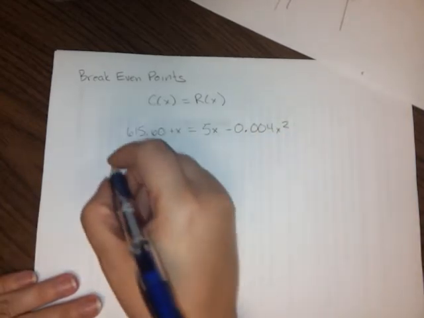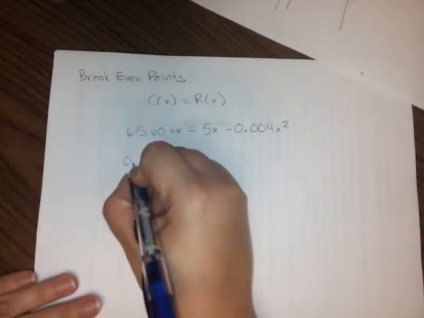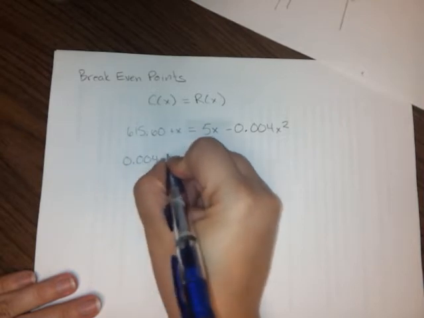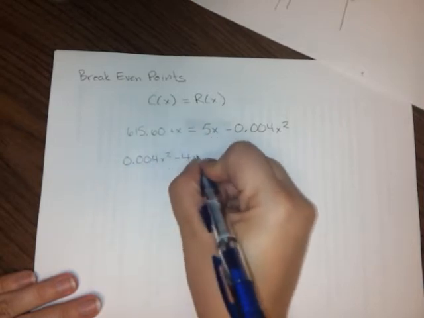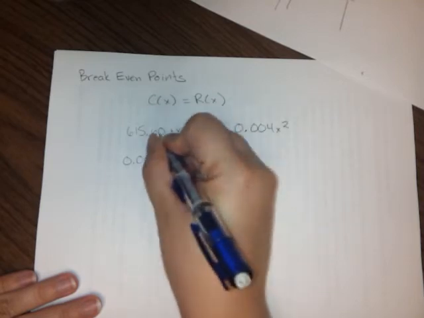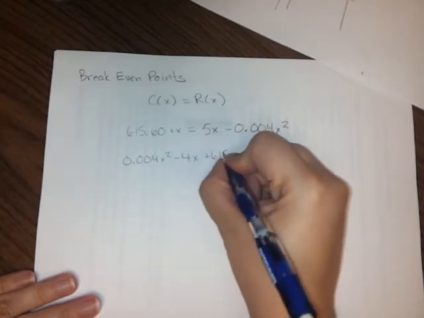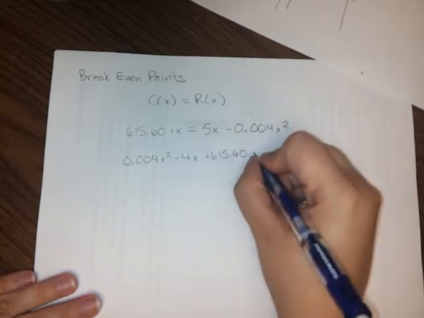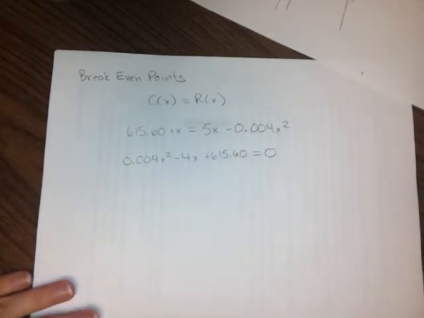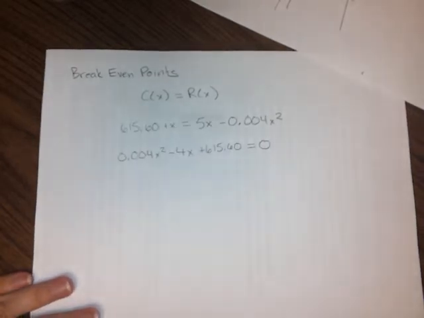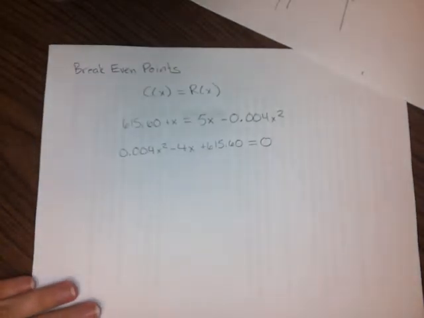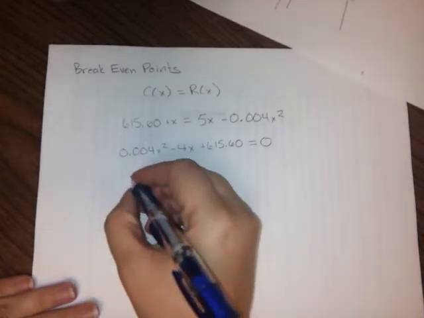And so if I bring everything over to this side, I'm going to end up with 0.004 x squared minus 4x, that 5x, subtract that over here, and that's going to give me negative 4x, plus 615.60 equals 0. And so now I need to use a quadratic formula. It's not pretty. It's something you might want to enter into your calculator a couple of times to make sure you're entering it correctly. But definitely memorize this.